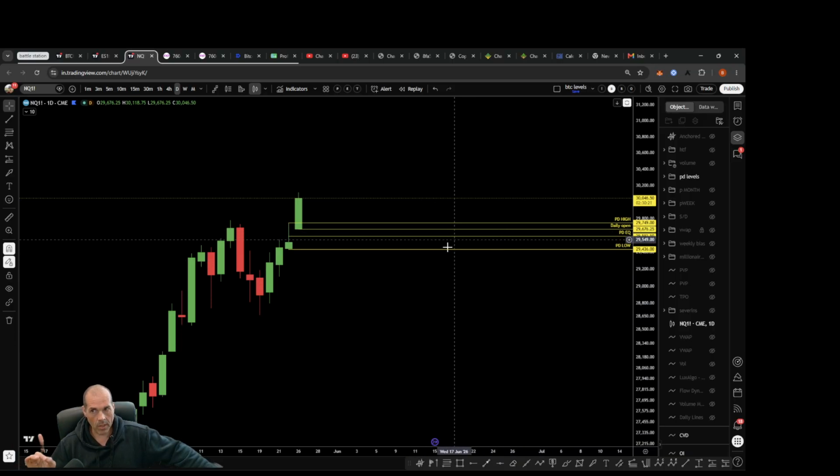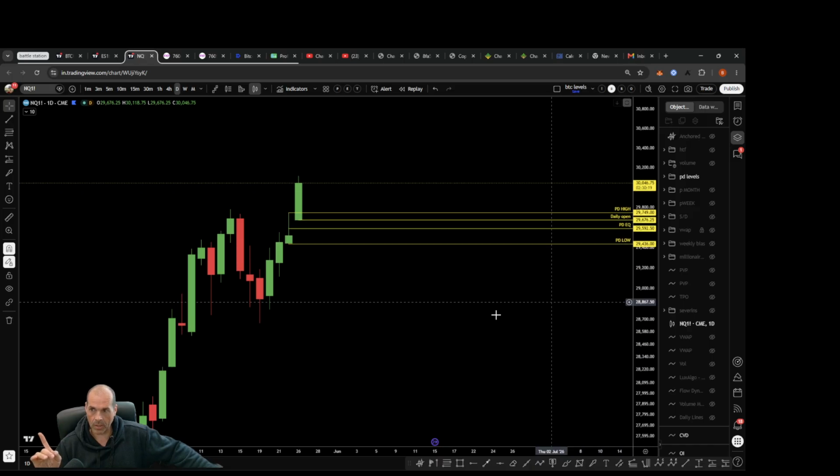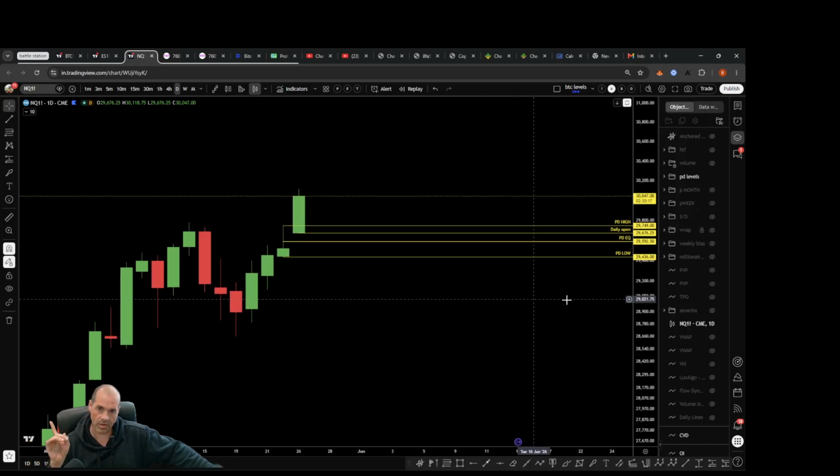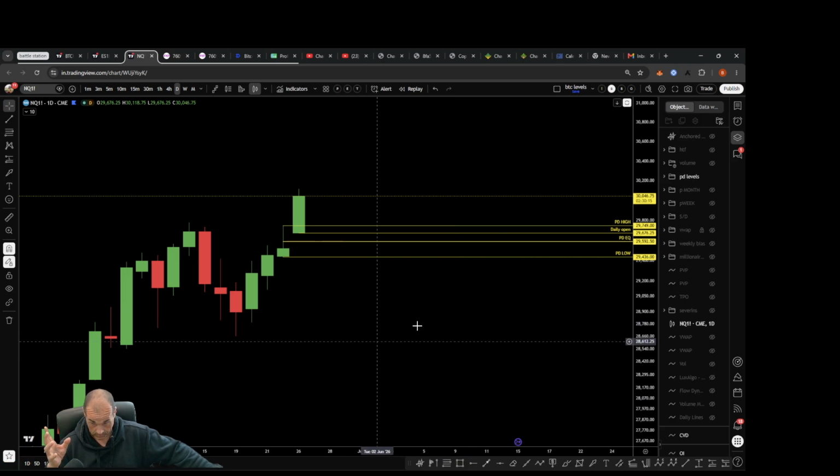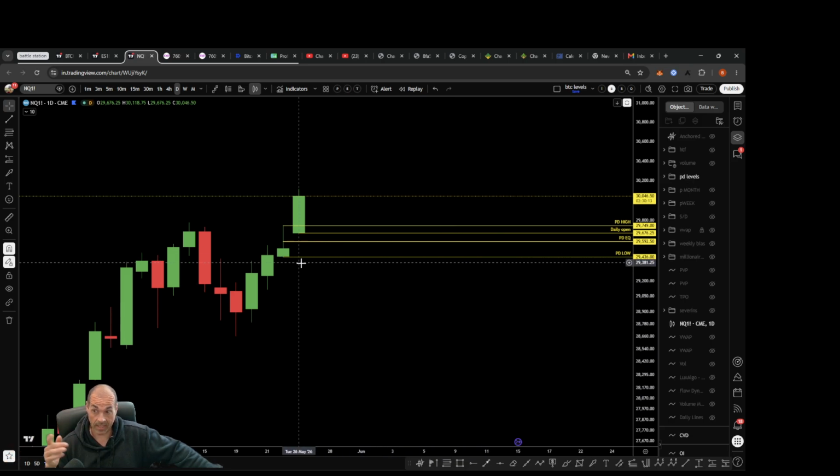On the continuous contract, you don't want to do the most recent contract. You want to do it on the continuous contract because really that's where all the retail traders are going to be trading and everything like that. You want to mark out the high, the low.